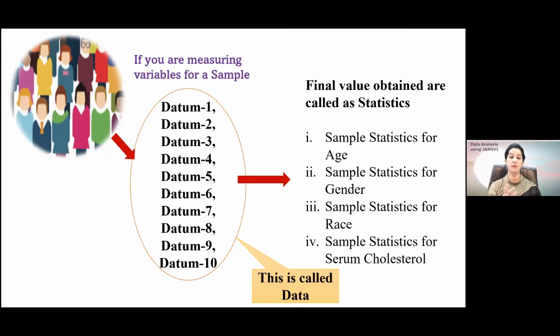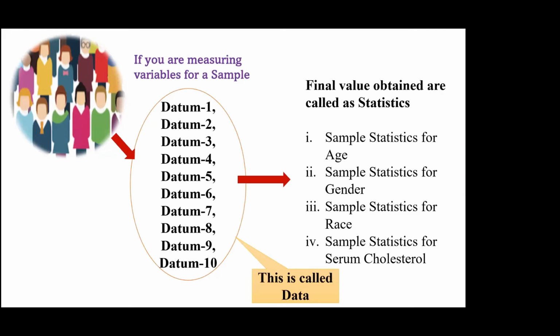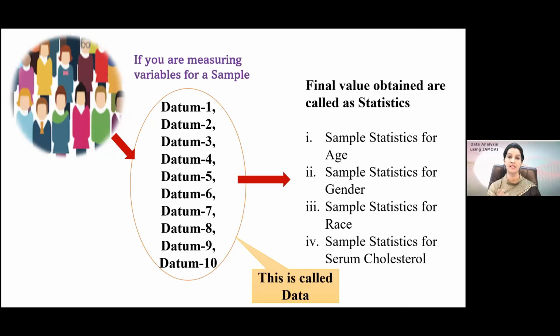Whereas if you talk about these variables in a population, we call it a parameter. So remember, P is for P: parameter is for population, and S is for S: sample statistics is for the sample.